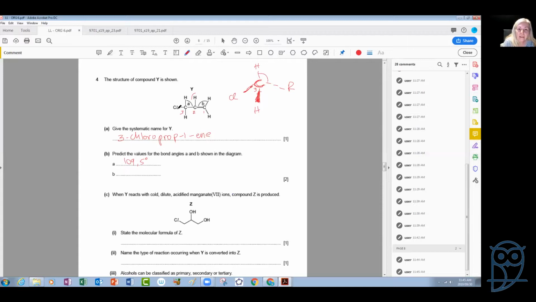Now, the angle B, now the other angle B. Now this angle is part of a double bond here. We have this carbon connected here to 2 hydrogens, and on the other side is connected to another hydrogen, this one, and some other alkyl group.